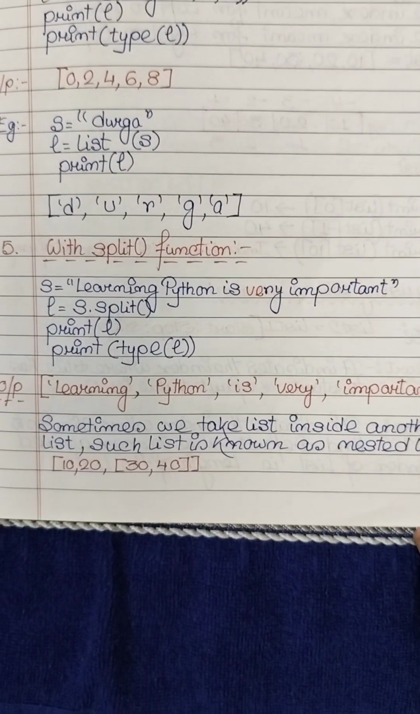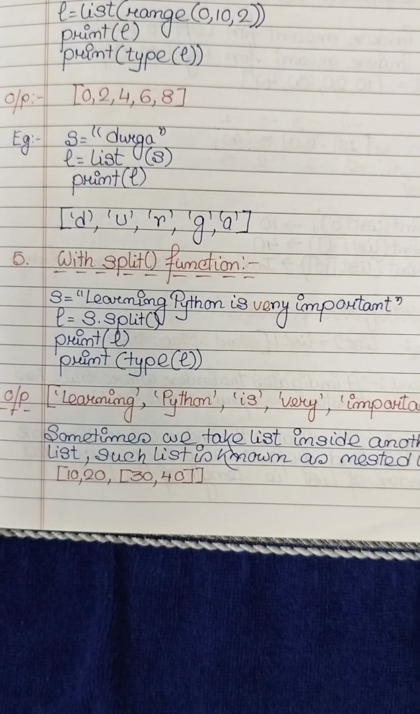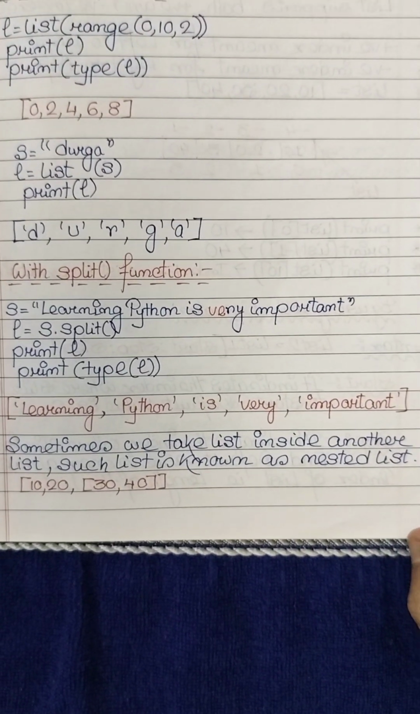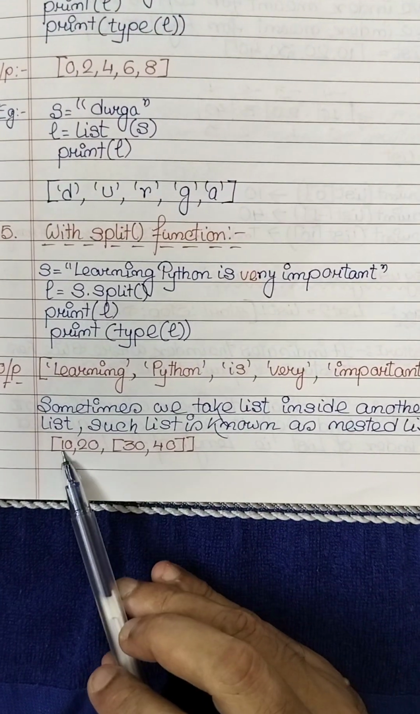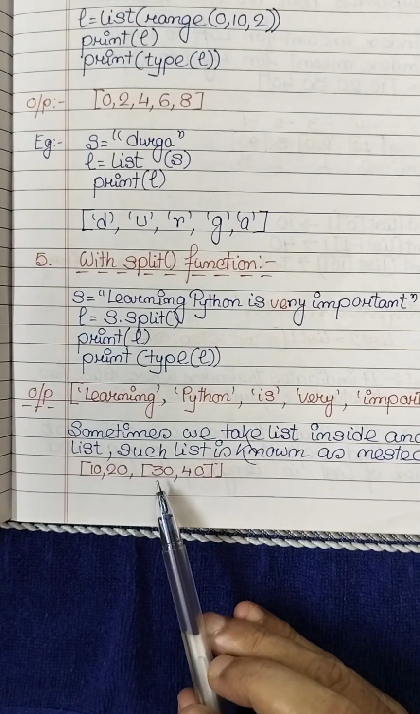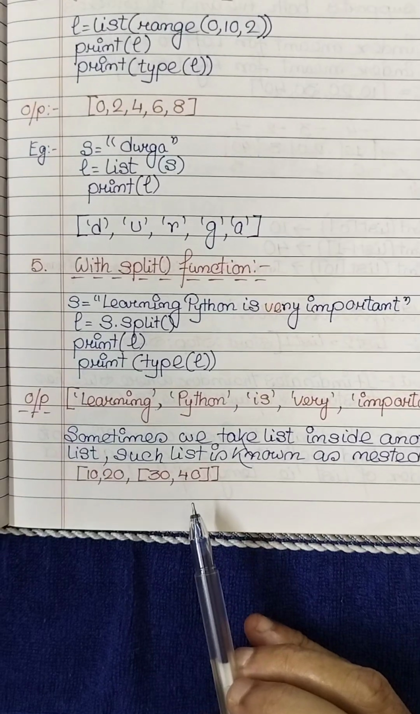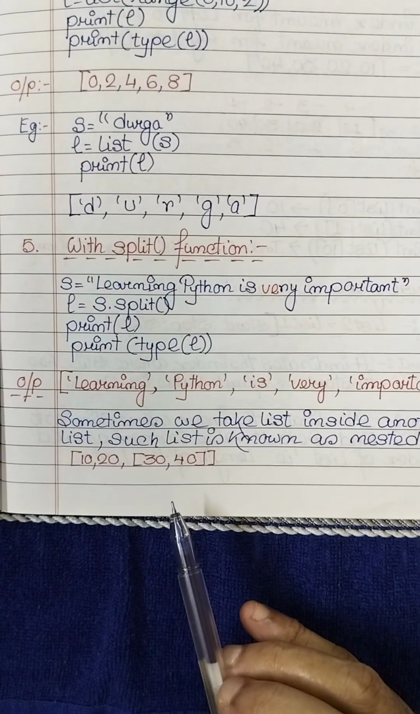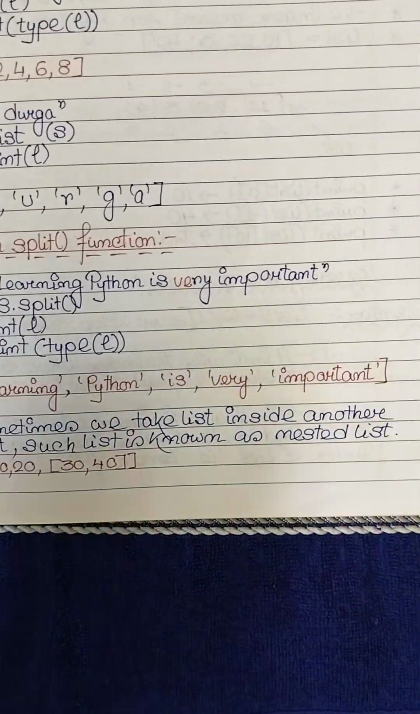Sometimes we take a list inside another list. Such a list is termed a nested list. Suppose [10, 20] is the first list, and [30, 40] is the inner list, and it is termed a nested list.